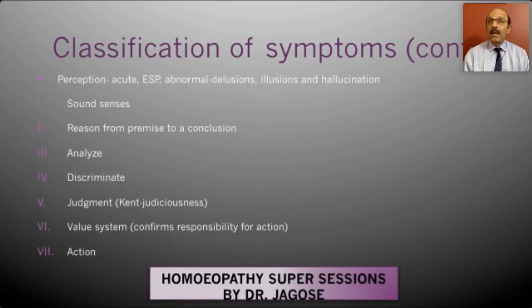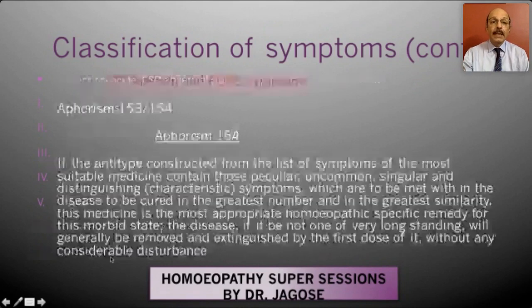Now perception can be an acute perception, or it could be a heightened perception, that is ESP, extrasensory perception, which very few people possess. That means you can forecast an event, that something good or bad is going to happen. Or you may also get it abnormal, like appraisals of perception, like illusion, delusions, and hallucinations. So for the perception state, you have to be in your sound senses. You have to reason from a premise to a conclusion. You properly analyze, you have to discriminate, you have to use your judgment, Kent says judiciousness, value system confirms responsible action and what action you are going to take.